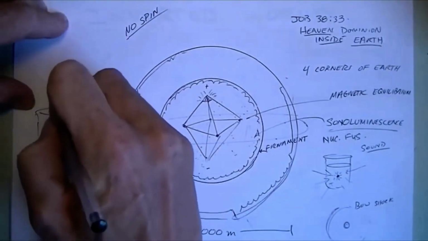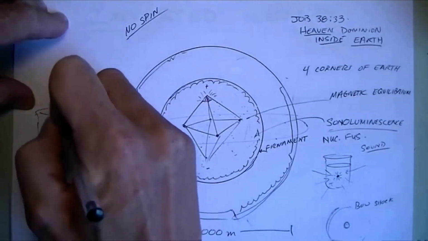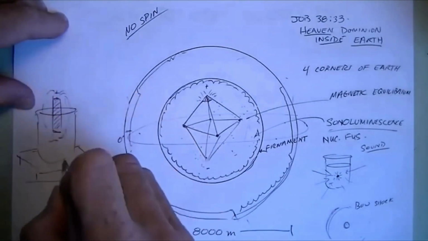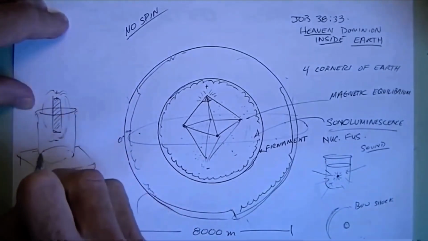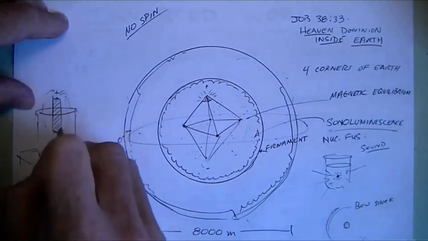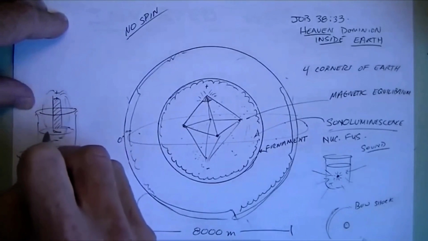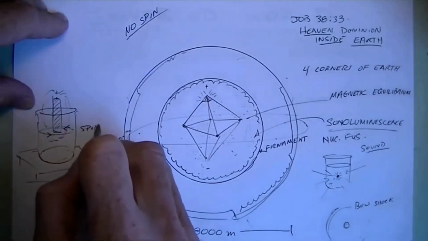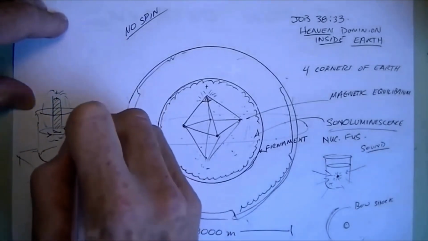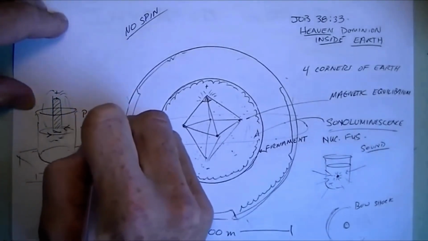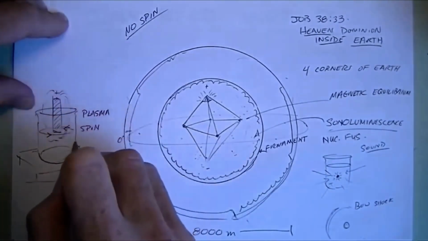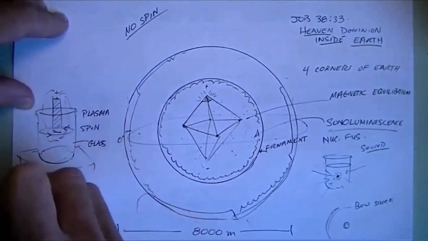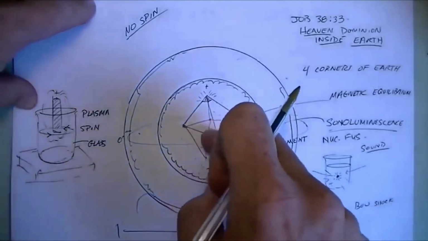I'll draw this a little bit better here. So these field lines are returning like that, okay? So what that does basically is that it creates a spin, a lateral spin like that. Spin. Magnets create plasma spin inside glass. That's what's happening in the earth, okay?